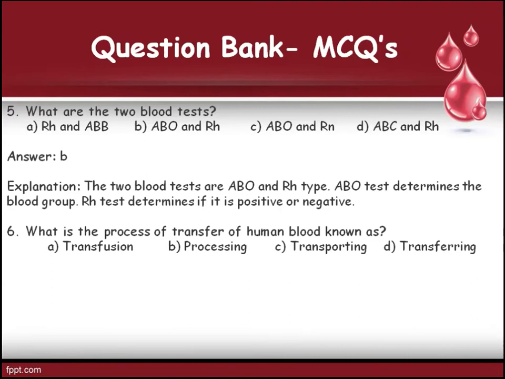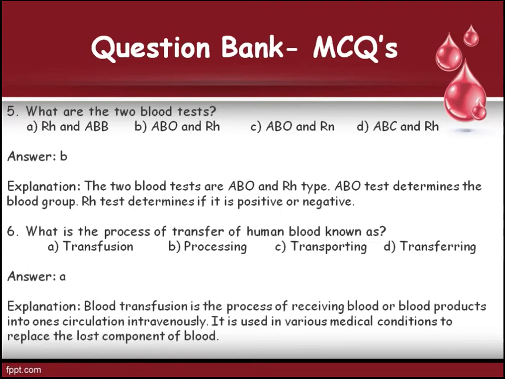Sixth question. What is the process of transfer of human blood known as? First one is transfusion. Second one is processing. Third one is transporting. And fourth one is transferring. And the answer is A, transfusion. Blood transfusion is the process of receiving blood or blood product into one's circulation intravenously. It is used in various medical conditions to replace the lost component of blood.